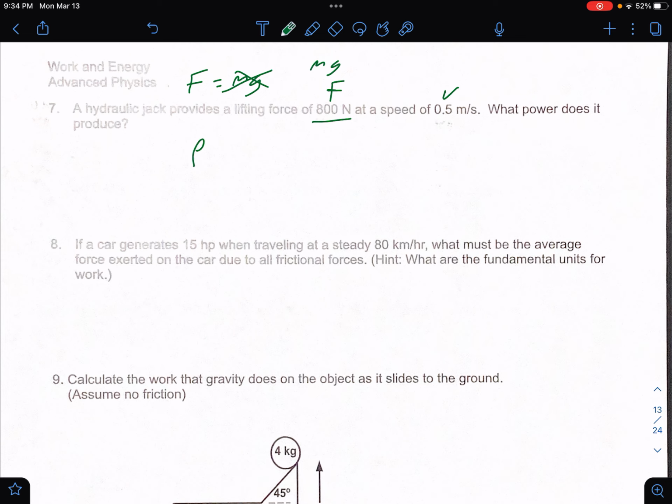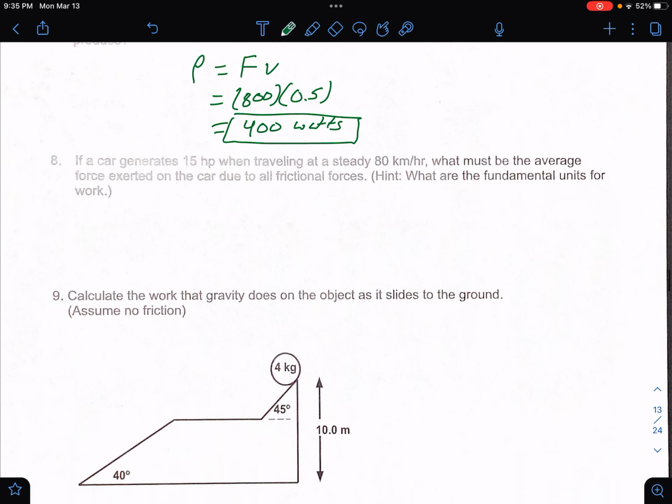So remember, power can also equal force times velocity. So I'm going to take that 800 and multiply it by my velocity of 0.5. That comes out to be 400 watts. So again, not every problem has to be super intricate. Don't think everything takes a whole page of work. The trick is just labeling what you have and then figuring out which equation to use.